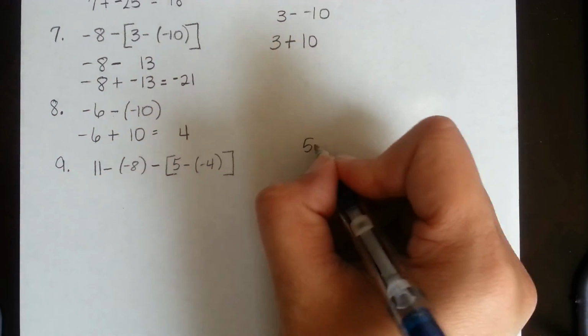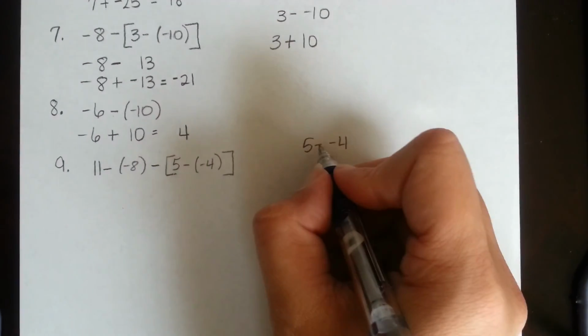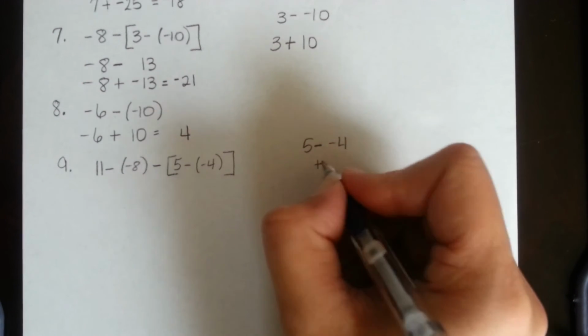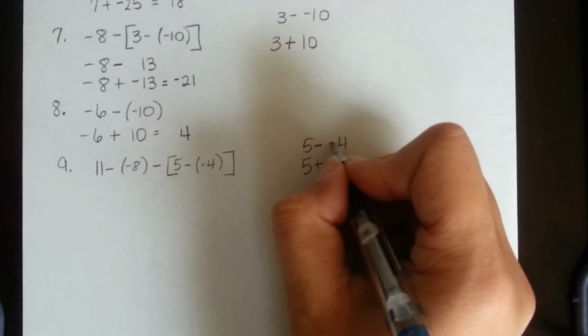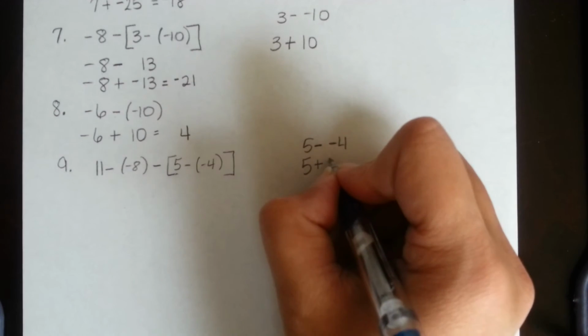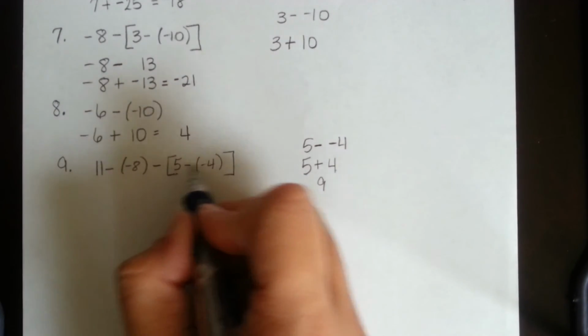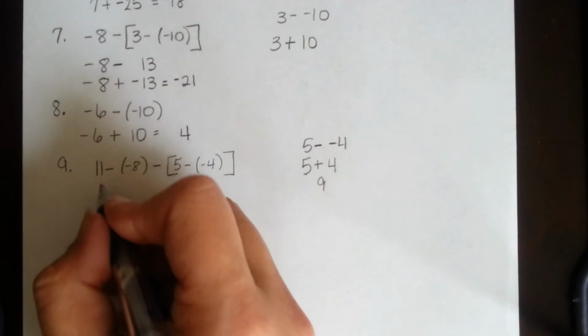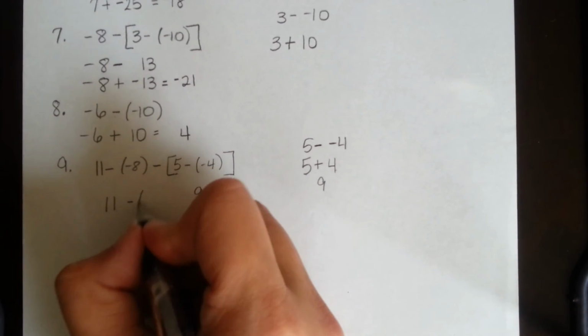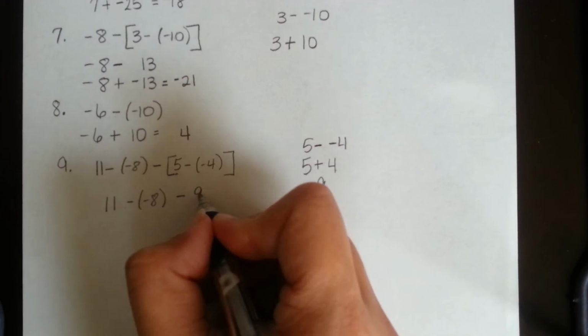So if we're thinking about that part, we would change from subtract to add, leave the first number alone, and use the opposite of the negative 4, which is a positive 4. So 5 plus 4 would give us 9. So all of this simplifies to 9. So we have 11 minus negative 8 minus 9.